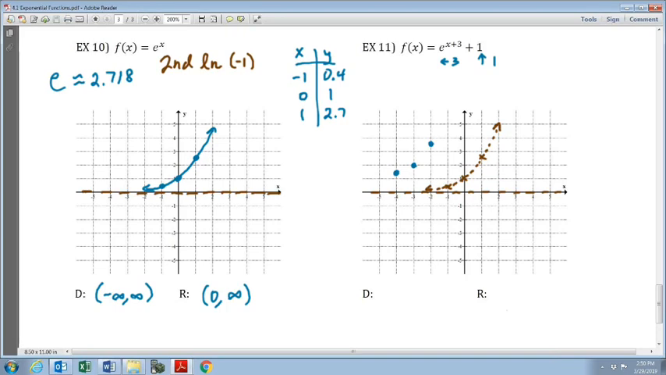It doesn't matter. But anyway, so if we're moving up 1, now moving left 3 won't change our horizontal asymptote. Moving right or left won't change it, but going up, that's going to move it up 1. And so our graph's going to look like that. Domain's all real numbers, and notice our range is adjusted a little bit. It's 1 to infinity. And that's the end of this video. We'll stop right there.